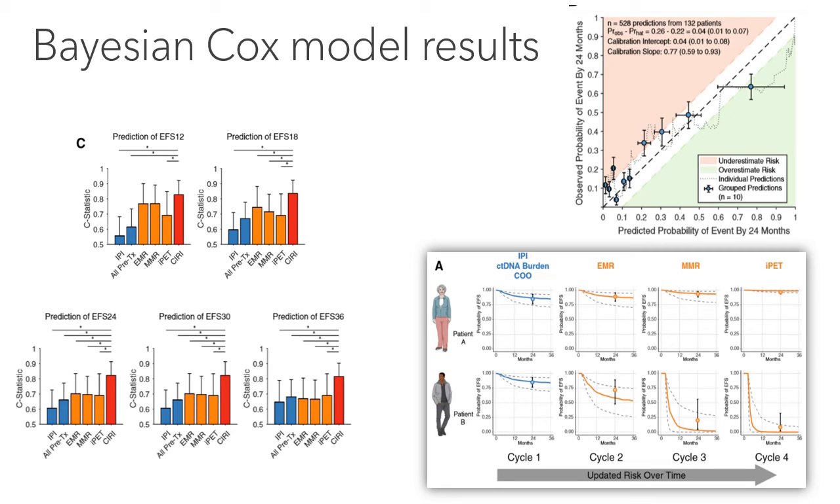And then we see the discrimination from only one single factor to the series model including all these factors increases to more than 80% at every time point, from event-free survival at 12 months, 18 months, 24 months, 30 months, and 36 months.